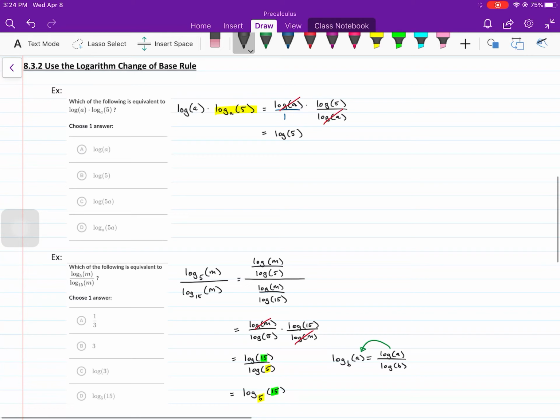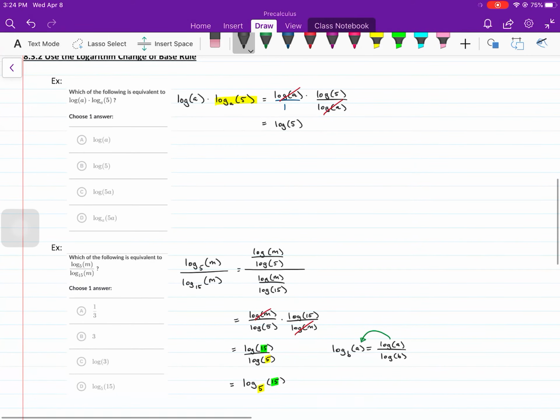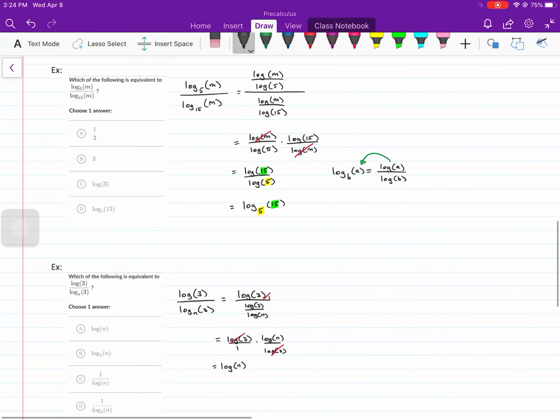That's about as complicated as it's going to get for the change of base rule. Honestly, I think these problems are fun. They're going to be really good thinking problems, kind of puzzle problems for those AP type questions.